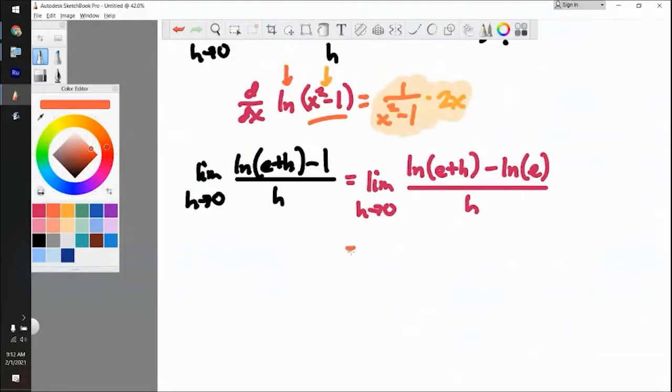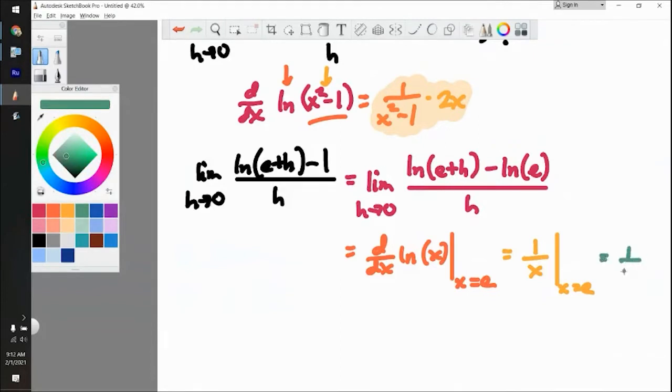Equal to the derivative of ln x when x is equal to what? E. Okay, well, what's the derivative of ln x? 1 over x. Okay, and then we're plugging in x is equal to E. So I got 1 over E.